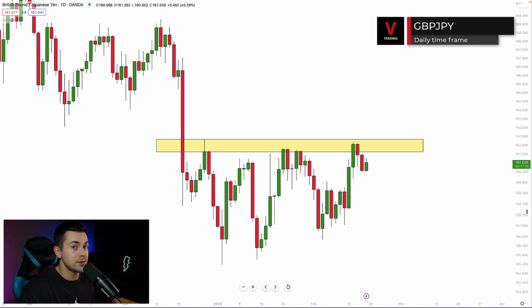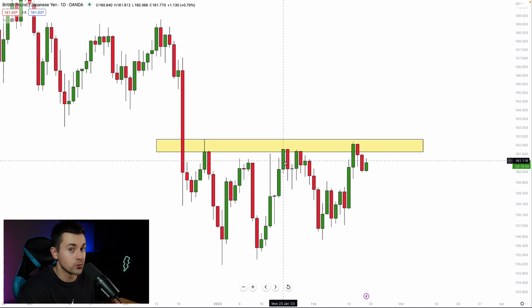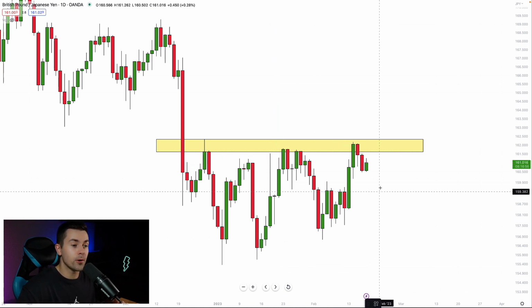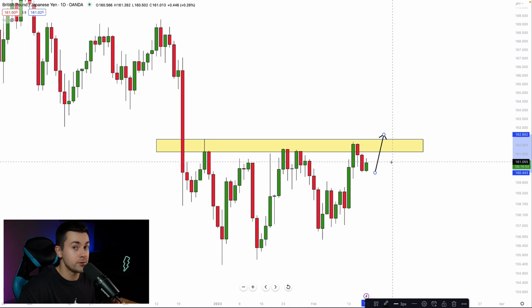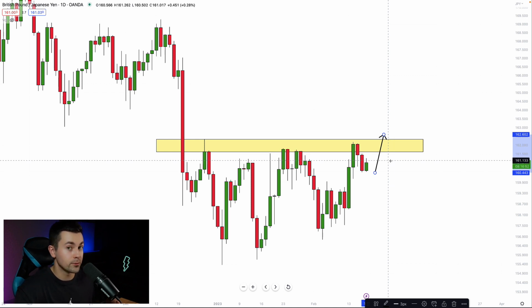Now take a look at that structure here on pound-yen pair. We are on a daily time frame and we see a very strong horizontal structure resistance right here. If the price breaks and closes above that structure, of course, it will confirm the breakout. But will we trade that breakout?